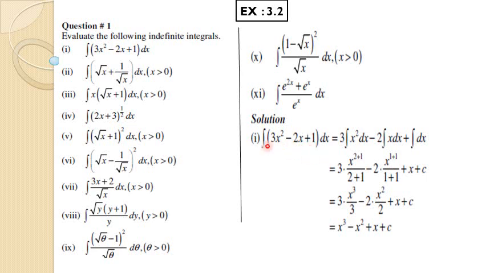Now you can see that 3 is the coefficient, so 3 is outside the integral, and x square dx stays the same. Minus 2 is a coefficient, so it is outside the integral too, and then integral dx. Now we have to apply the power rule. Just hide the power. The derivative of x is dx. So 2 plus 1, and 2 plus 1.